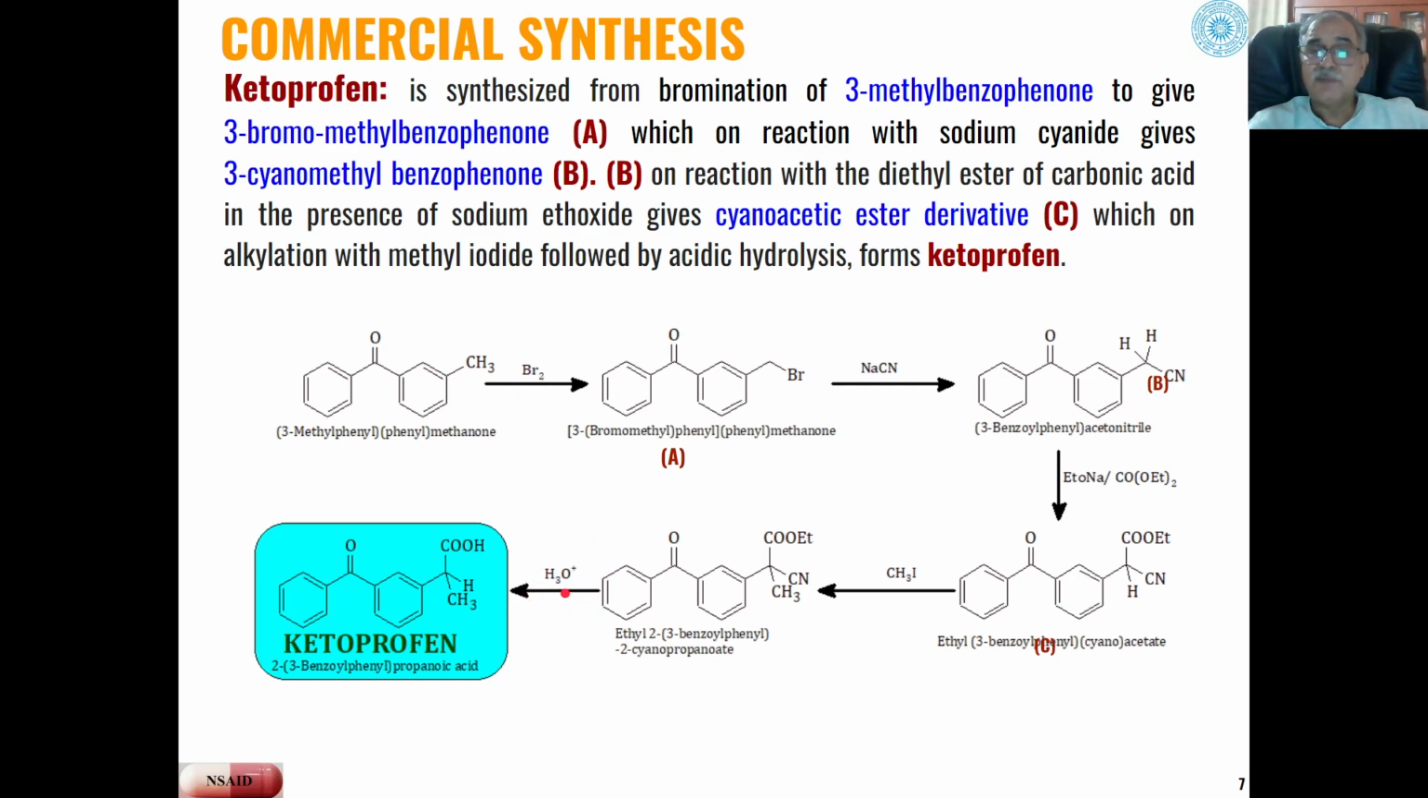We know if we hydrolyze this in acidic medium, this will be hydrolyzed to carboxylic acid, and this will leave as HCl, and we will get ketoprofen as the product. So this is how ketoprofen can be synthesized from a benzophenone derivative.